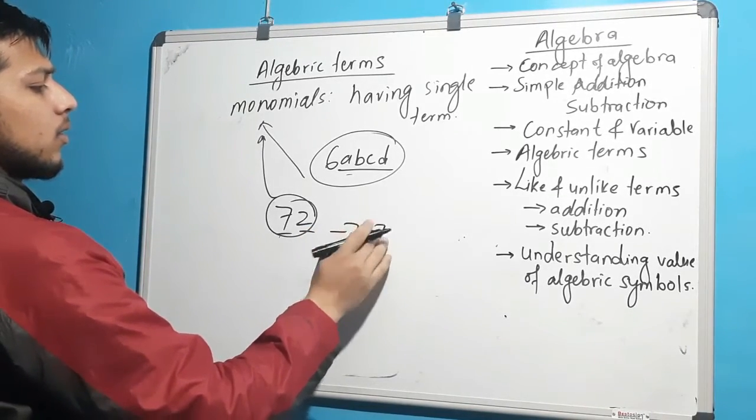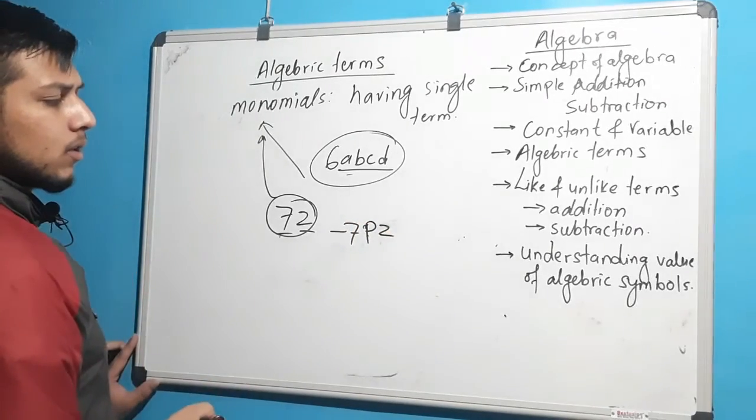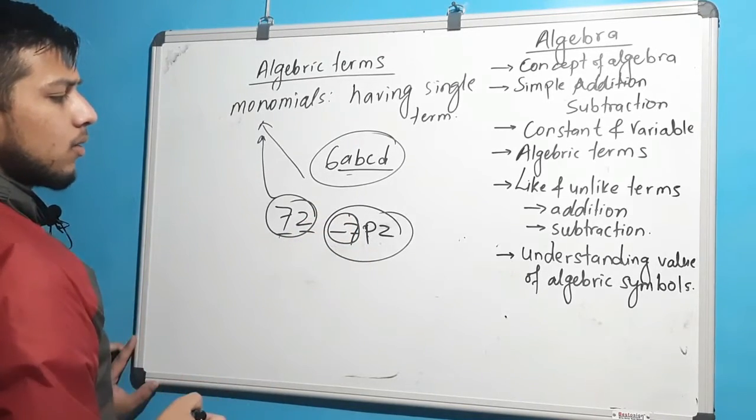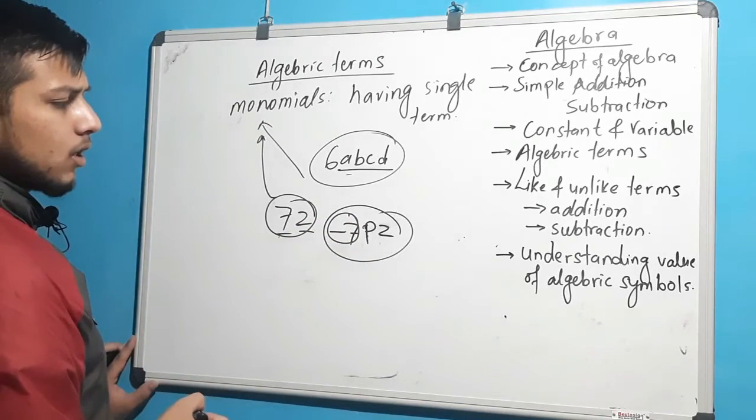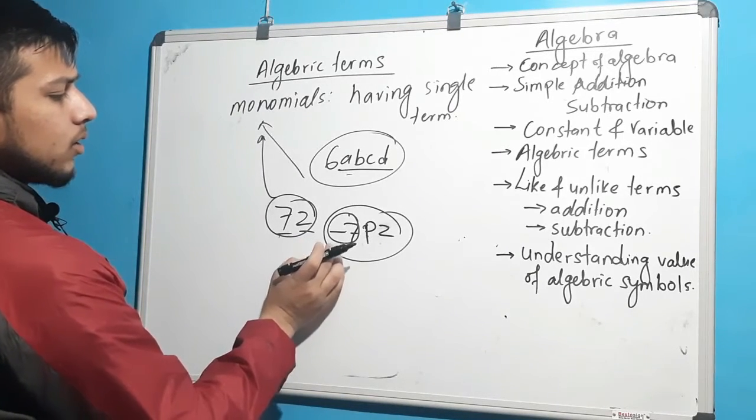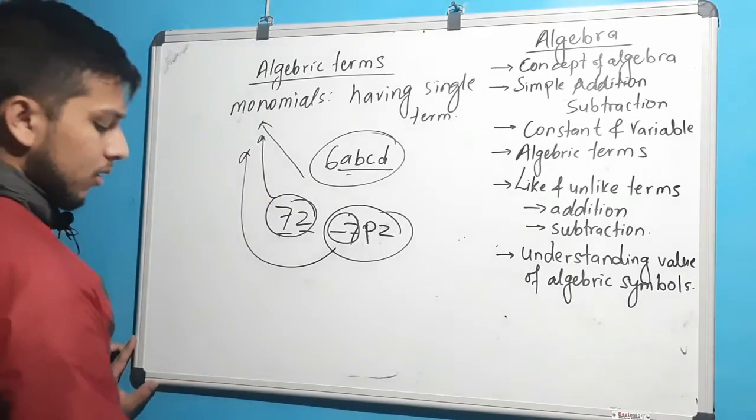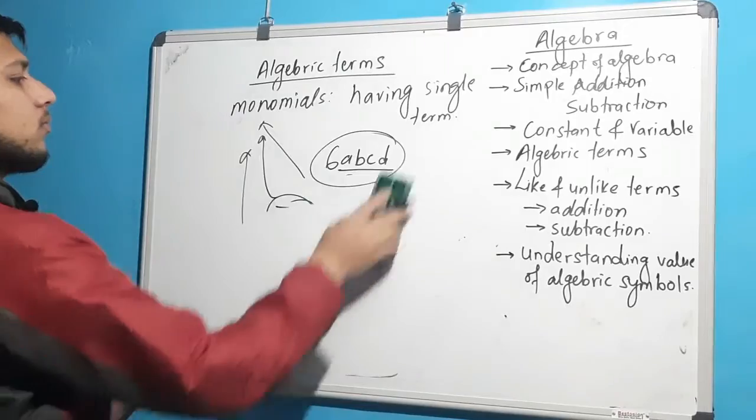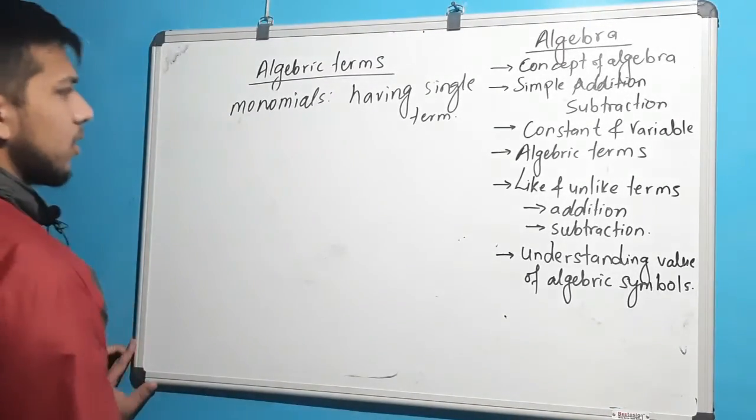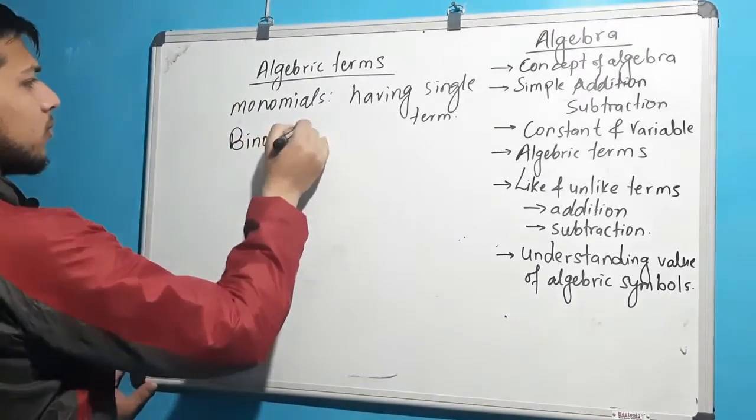Like minus 7pz, here is also a monomial because minus 7 is a coefficient, a constant number, and it is not combined with another term, so this is a monomial. Okay, then having two terms: a single term is a monomial, and then binomials.